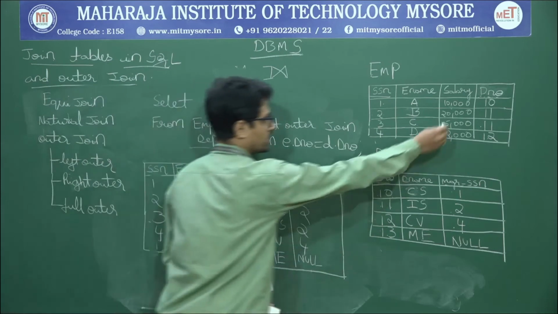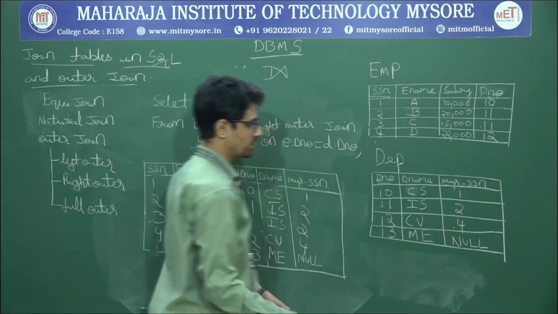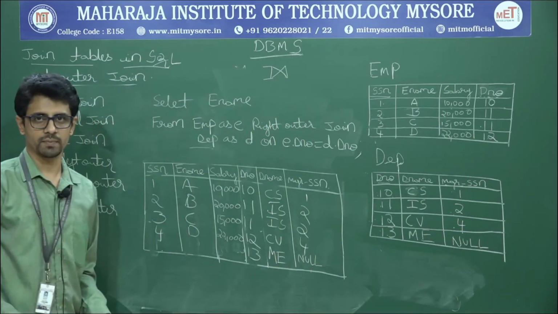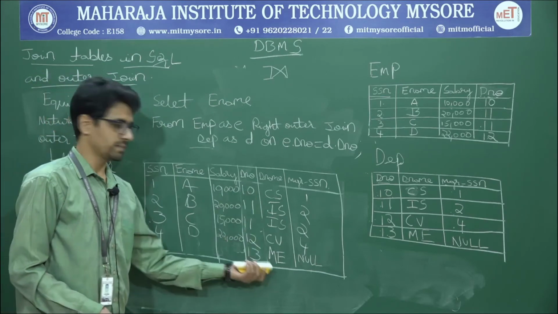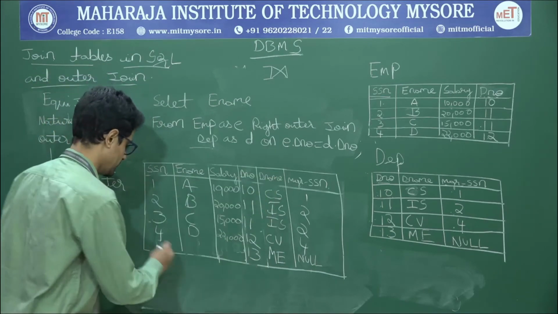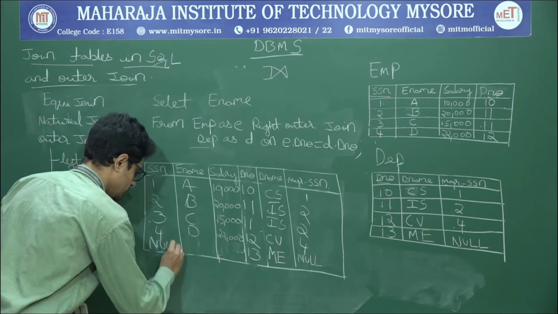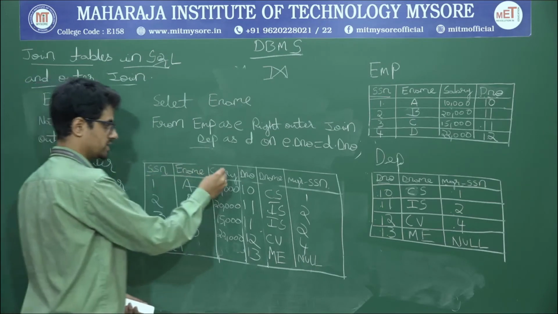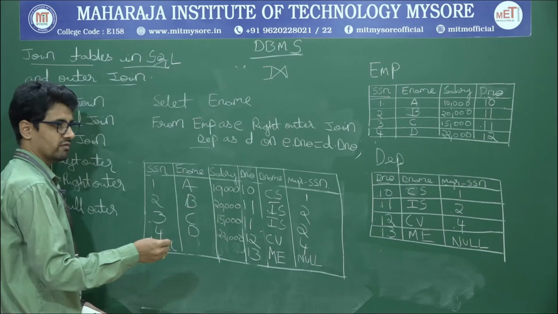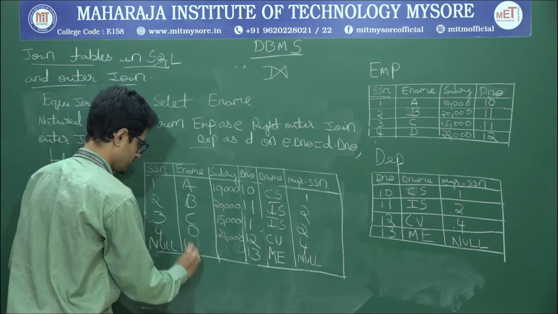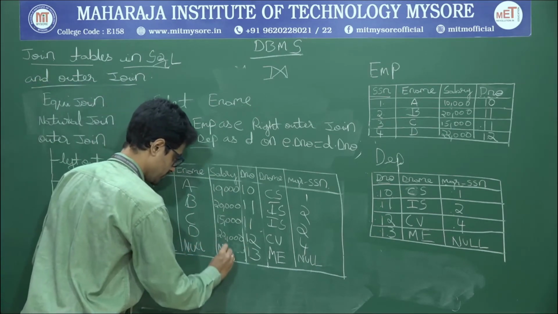Now is 13 present in the foreign key table? No, 13 has not been assigned to any employees. Right, department 13 has no employees. So what will happen now? All the attributes, that is SSN, employee name, salary, will be given null for the details of 13. So 13.